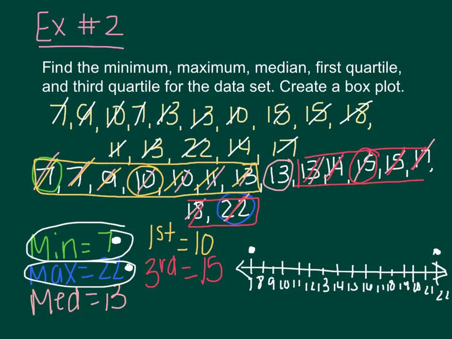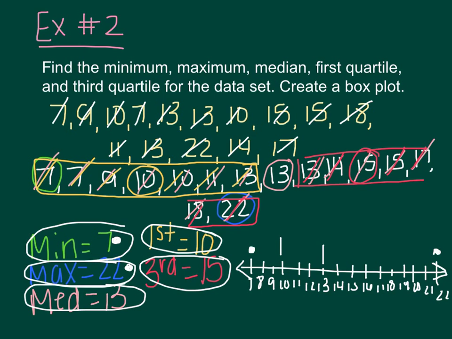And then we start plotting the places for our box. So we start with the median, which is 13, and you put a line there. Then we have the first quartile, which is 10, so we put a line over 10. Then we have the third quartile, which is 15, so we put a line over 15, connect all 3 of our lines, and connect them to the minimum and maximum. And there is our box plot.